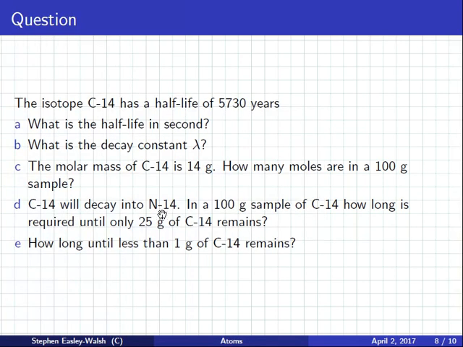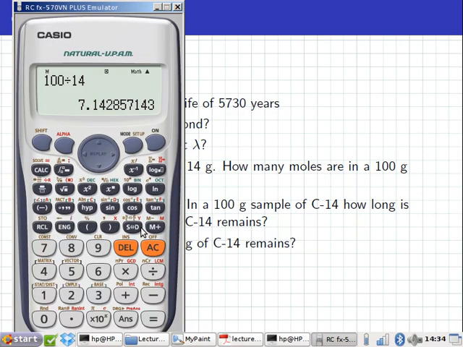Carbon-14 will decay into nitrogen-14. In 100 grams of carbon-14, how long until we only have 25 grams of carbon-14? 2 half-lives. First goes 100 to 50 and 50 to 25. So the answer will be 5730 times 2, 11,000 years. Yes.